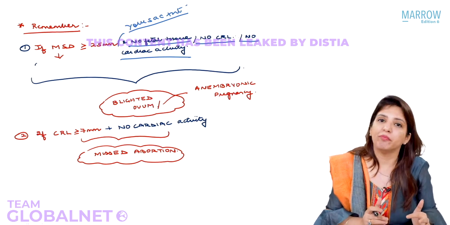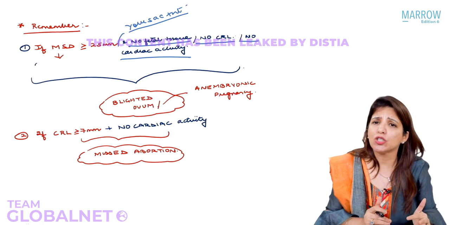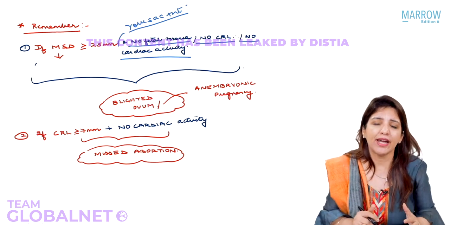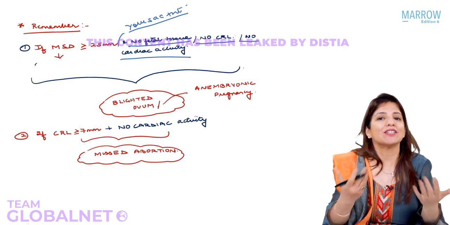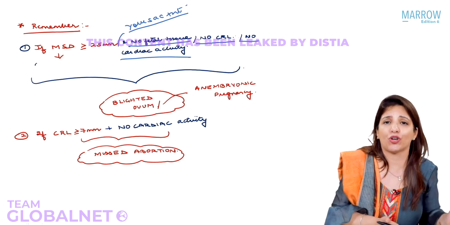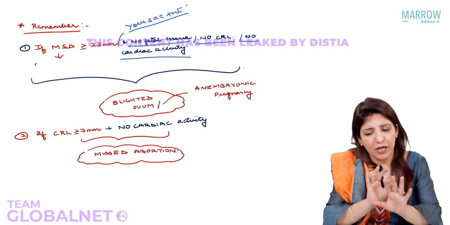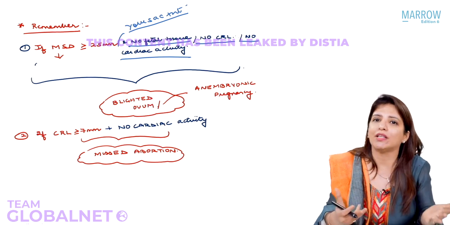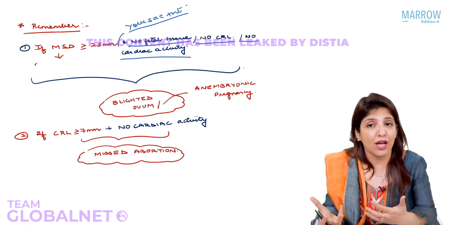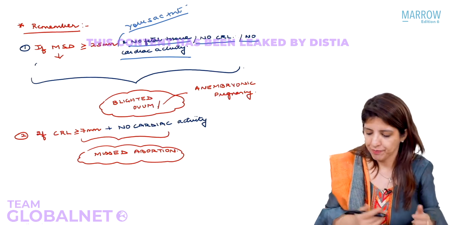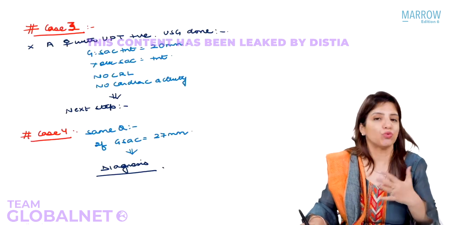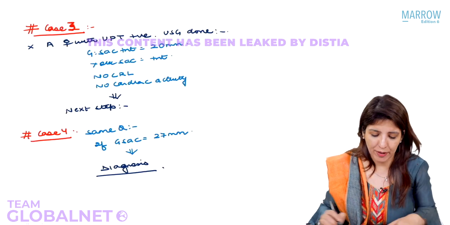In case of missed abortion, please remember that patient will not have any bleeding. Right? So, patient is not going to come to you saying that I am having bleeding. If patient is coming to you with bleeding, then you know it's abortion. Right? Here, patient won't have any symptoms. The only thing that will be seen is that on ultrasound, you are not getting any cardiac activity. Right? So, let us do one or two case scenarios before I conclude this topic.